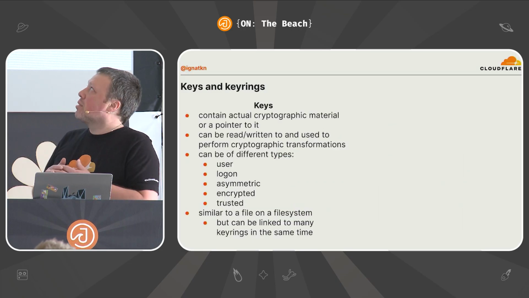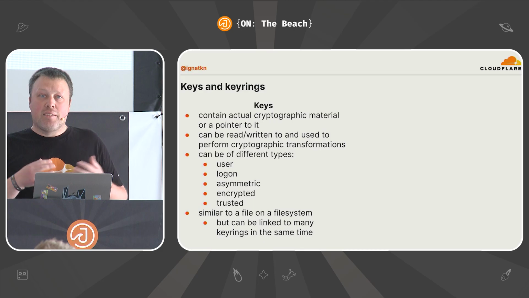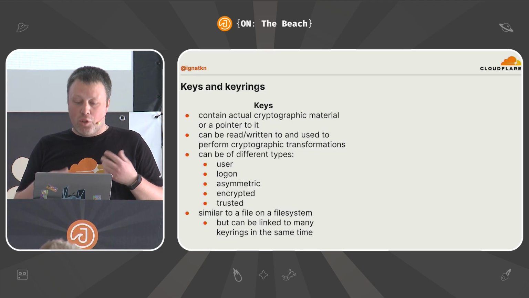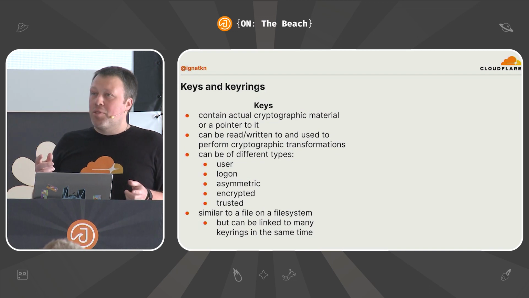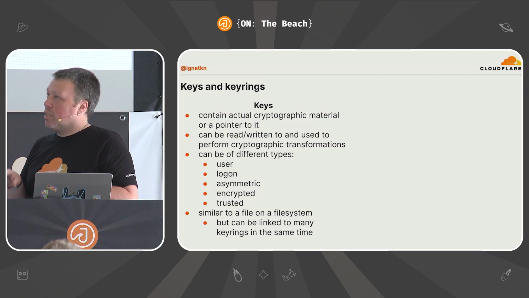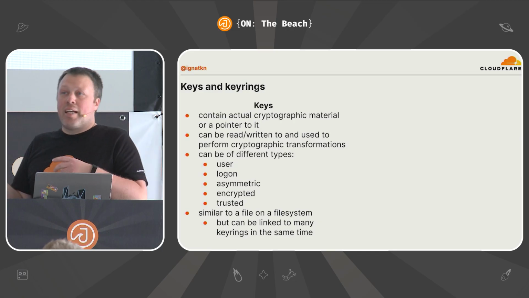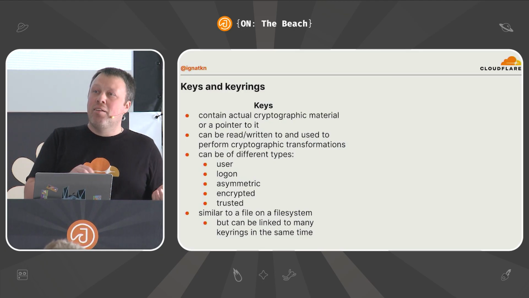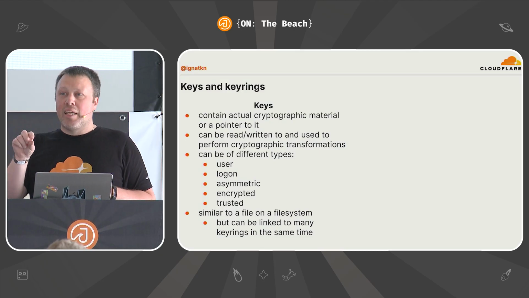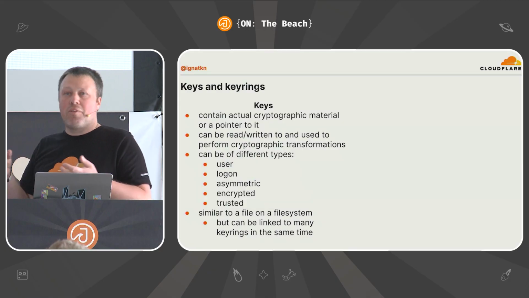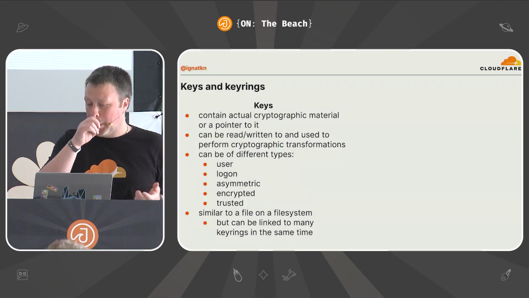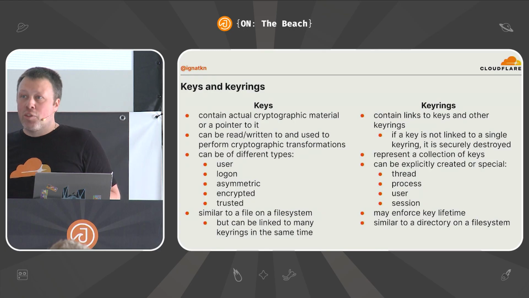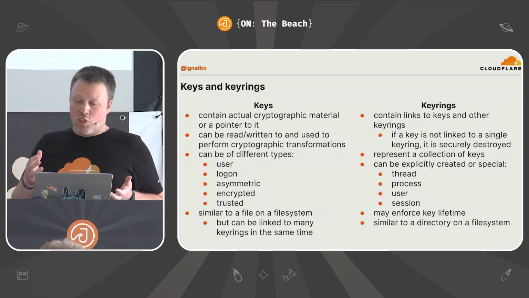Key objects are kernel objects that contain actual cryptographic material. They can be read, written to, or used. There are different types of keys, which I will touch on a little bit later in this presentation. As an analogy to a file system, they're kind of like files. But unlike a file, you can actually link a key into several key rings, whereas a file is usually only present in one directory, which is also nice. And key rings are like directories in the file system, so a key ring is a collection of keys.